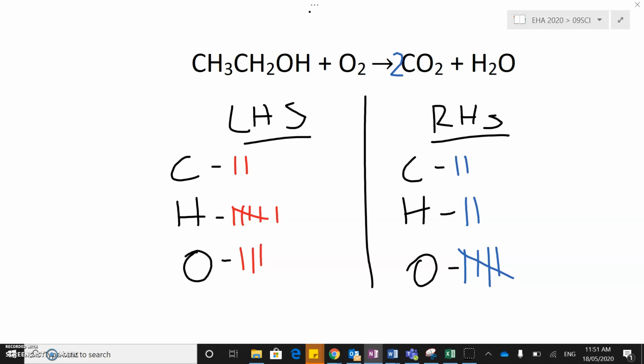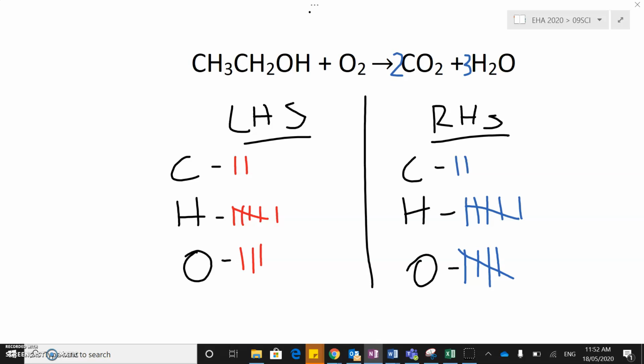I've got 2 hydrogens on the right hand side. I've got 6 on the left. I'm going to multiply this water molecule by 3. 3 lots of that water, which would give me 3 times 2 is 6. 6 hydrogens on the left hand side. Again, I need to adjust my oxygen. Now I've got 2 times 2 is 4 oxygens there in the carbon dioxide.